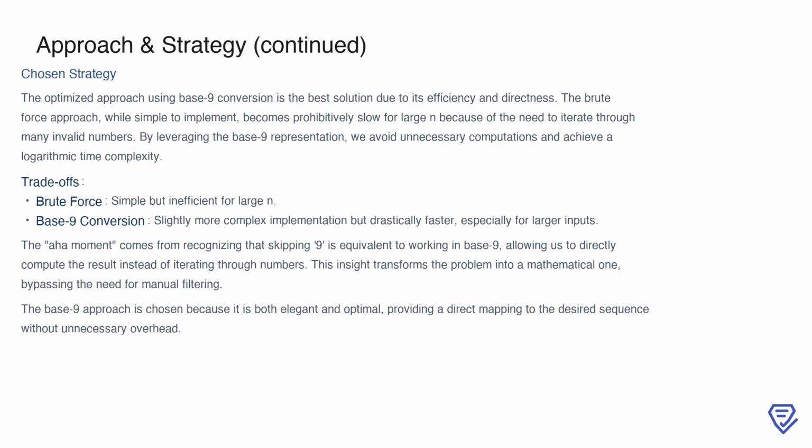The aha moment lies in recognizing that skipping the digit 9 is equivalent to working within a base 9 number system. This insight allows us to bypass the need for manual filtering entirely, making the base 9 approach not just optimal but also elegant in its simplicity. For these reasons, the base 9 conversion method is our chosen strategy.